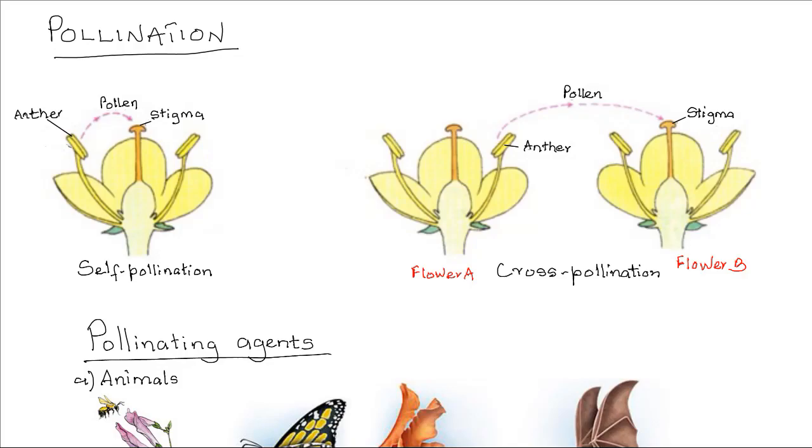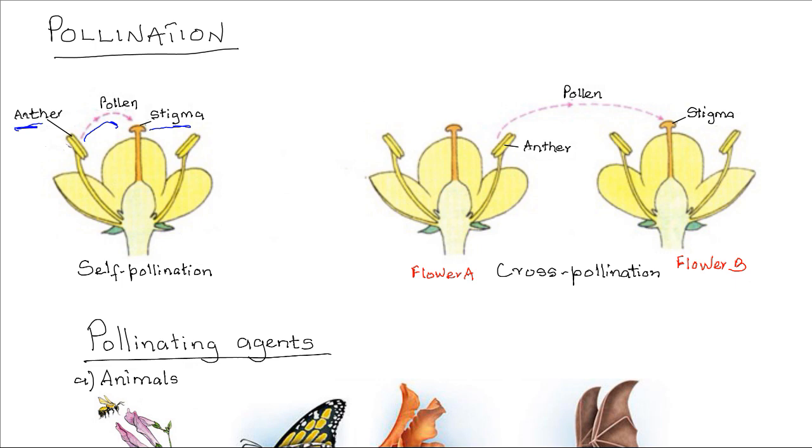Pollination. This is the transfer of pollen grains from the anthers of the flower to the stigma. The anthers produce the pollen grains, or simply pollen. Then these pollen get transferred onto the stigma.